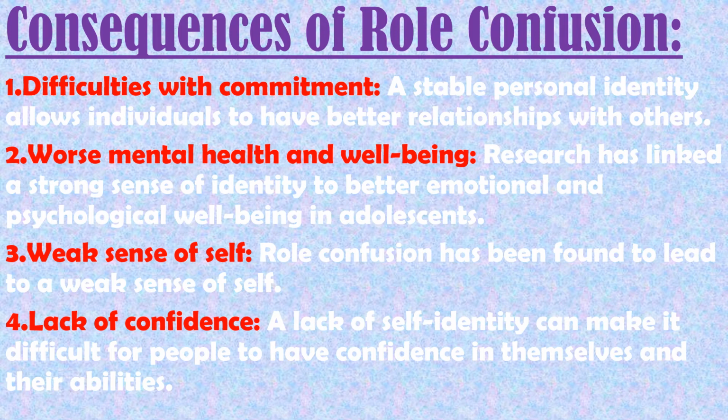Consequences of role confusion. Role confusion can have lasting consequences on a person's life, including: number one, difficulties with commitment. A stable personal identity allows individuals to have better relationships with others. Number two, worse mental health and well-being. Research has linked a strong sense of identity to better emotional and psychological well-being in adolescents.